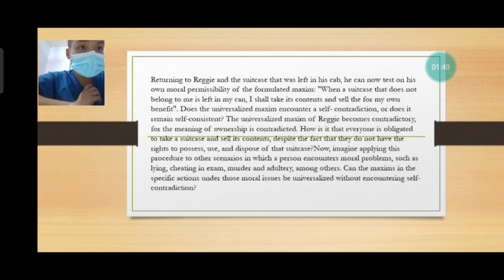So the universalized maxim of Reggie becomes contradictory, for the meaning of ownership is contradicted. How is it that everyone is obligated to take a suitcase and share its content despite the fact that they do not have the right to possess, use, and dispose of the suitcase?